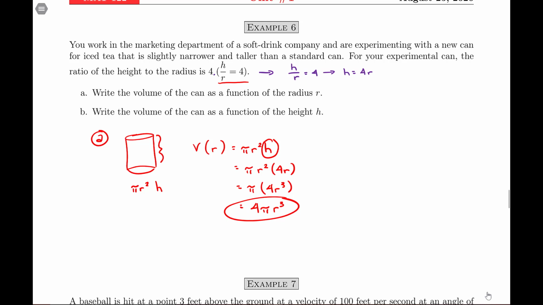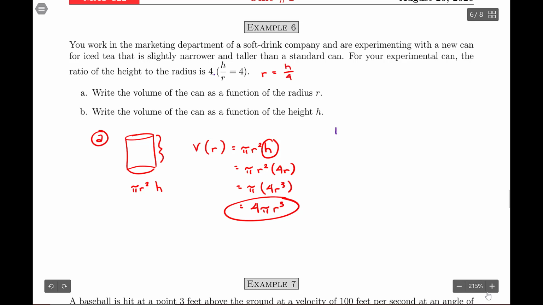Part B wants us to write the volume of the can as a function of the height. So again, if I take this h over r equals 4, and this time I'm going to solve it for r because I'm trying to eliminate, or just write everything in terms of h, so I need to get rid of the variable r. So I need to solve this for r, and I would get r is equal to h over 4 when I simplify that.